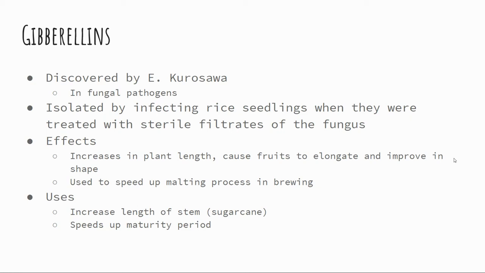Uses are to increase length of stem, like in sugarcane. Put gibberellins on sugarcane and make their stems increase in length and speed up maturity periods in plants.